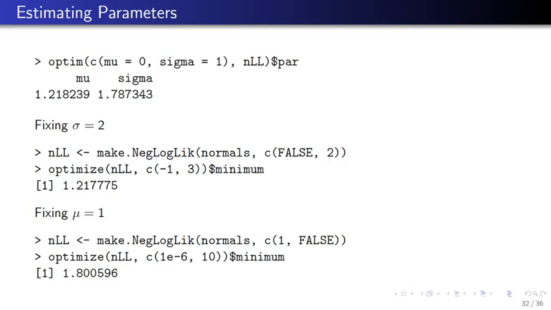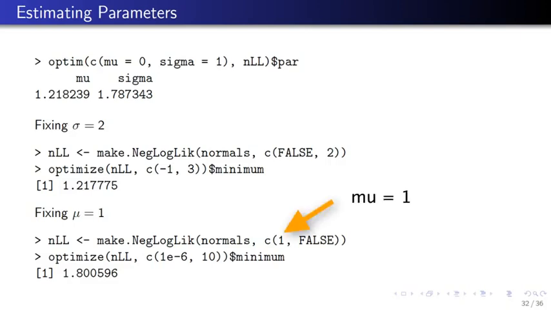Now, if I wanted to, I could fix sigma to be equal to its true value and then just optimize over mu to get the mean. So I need to reconstruct my objective function by calling make.neglog_like, and here I set the fixed variable to be FALSE for mu and then 2 for sigma. So I'm setting sigma to be equal to 2 and I'm letting mu be free. Now I can just call optimize, because optimize will minimize a function of a single variable only. And because I only have a single variable in this function, I can use optimize. And you can see that it estimates mu to be about 1.21, so slightly different from the previous optimization.